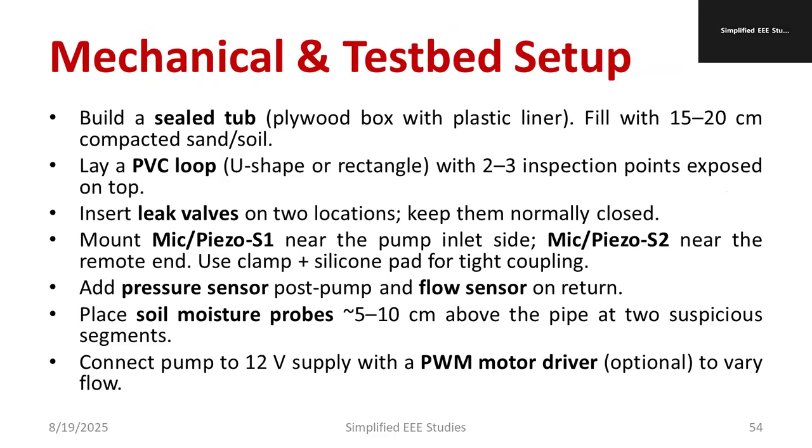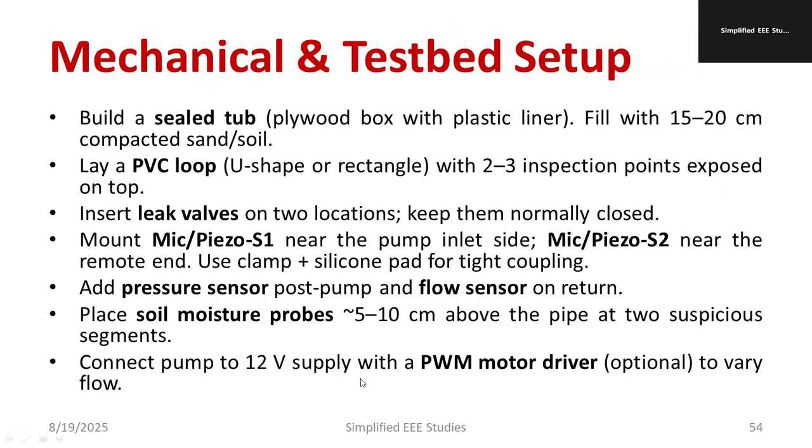Use a clamp and silicone pad to tighten the coupling. Correct, use the proper coupler. Then add a pressure sensor, a pump, and a flow sensor on the return. The soil moisture sensor is also placed there, 5 centimeters above the pipe at the two suspicious segments. We have to place the soil moisture probe accordingly.